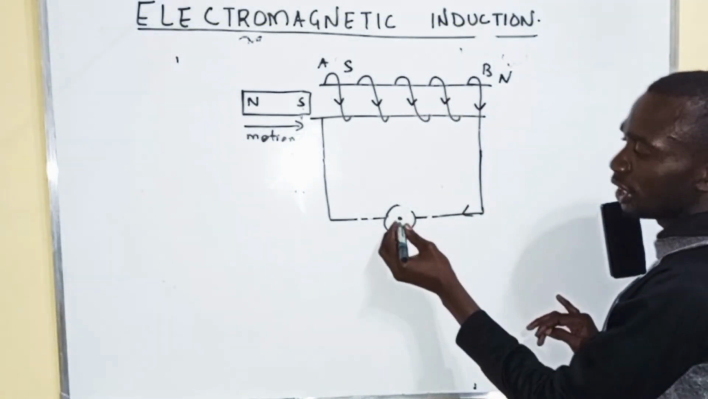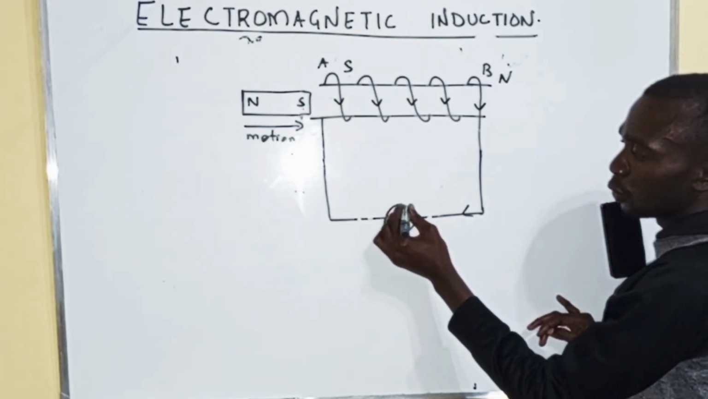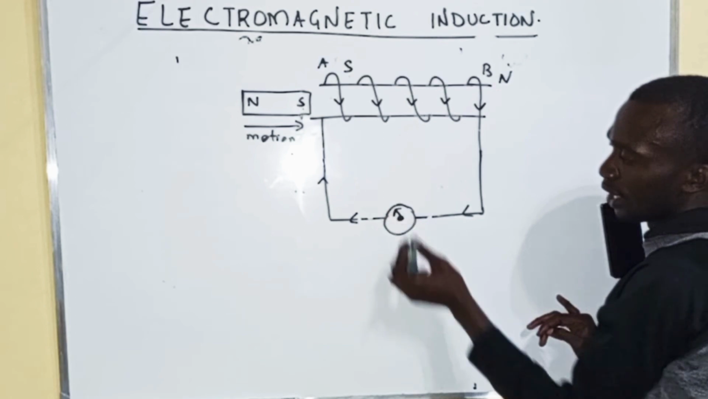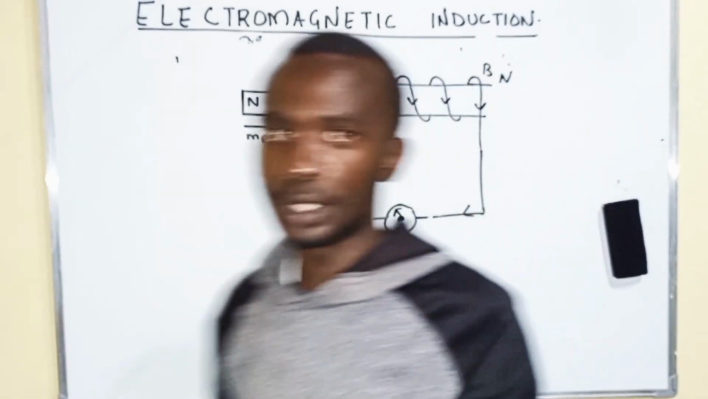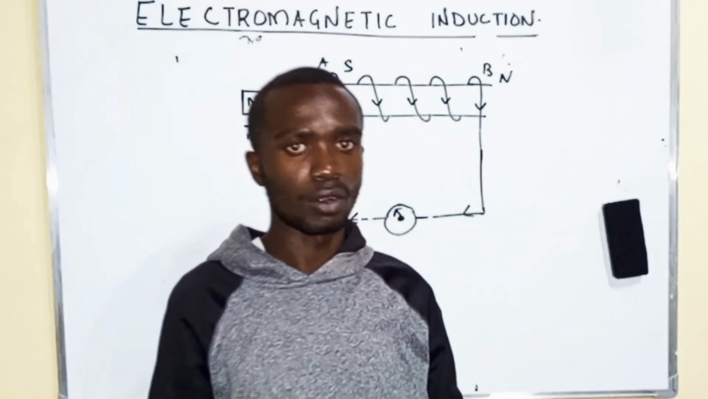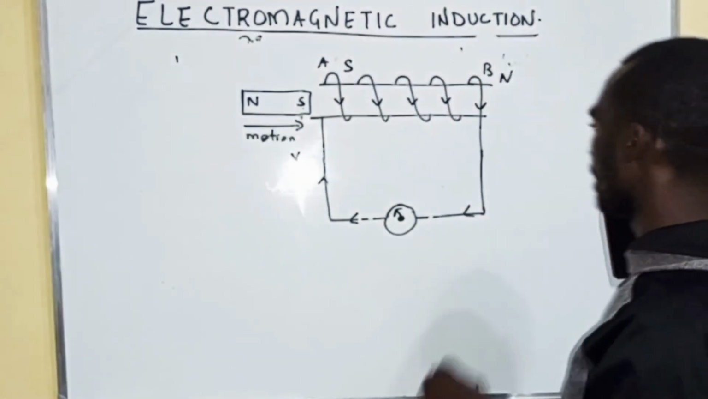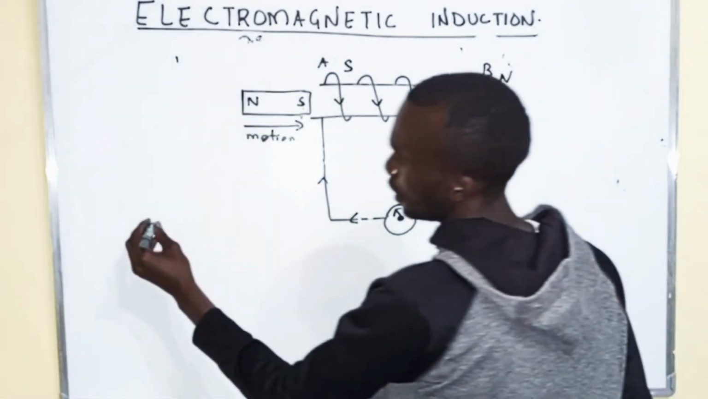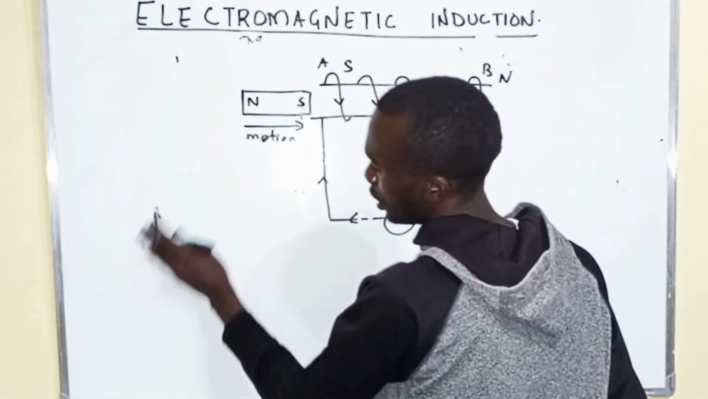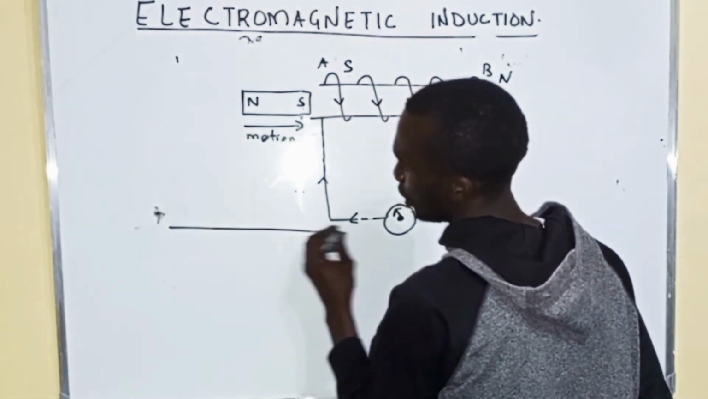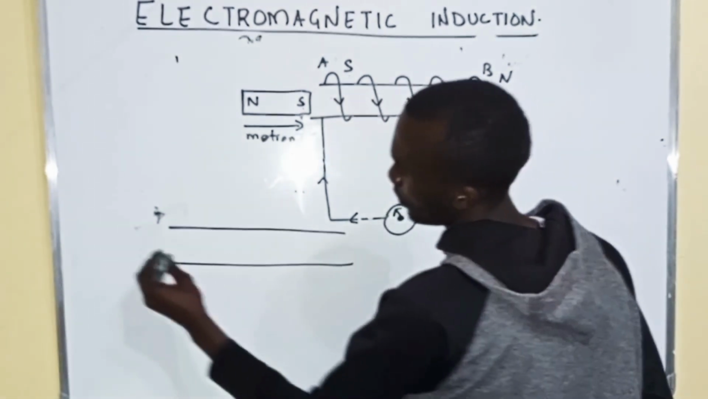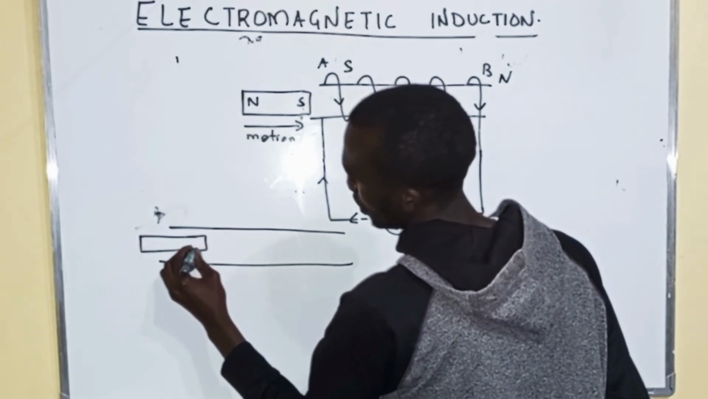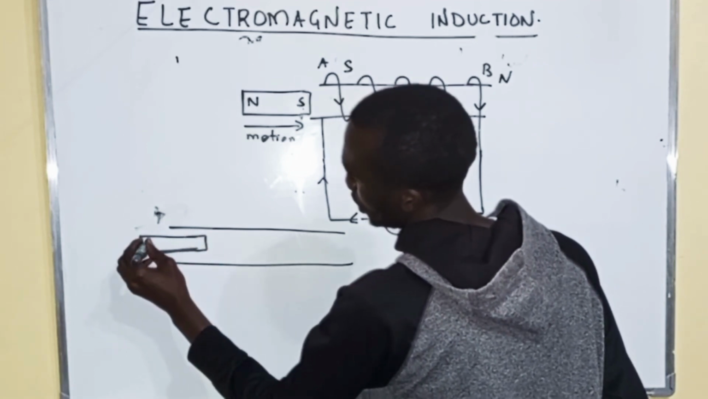Now, the pointer of the galvanometer usually points toward the direction of the flow of current. This is the direction of the flow of current. The galvanometer will always point toward the direction of the flow of current. Another diagram I have: a magnet, which has a north and a south, inside a coil, north and the south.